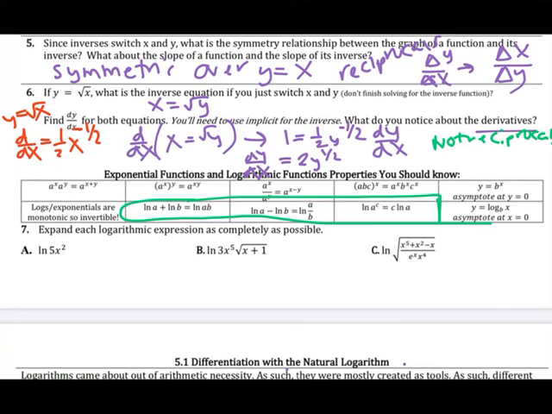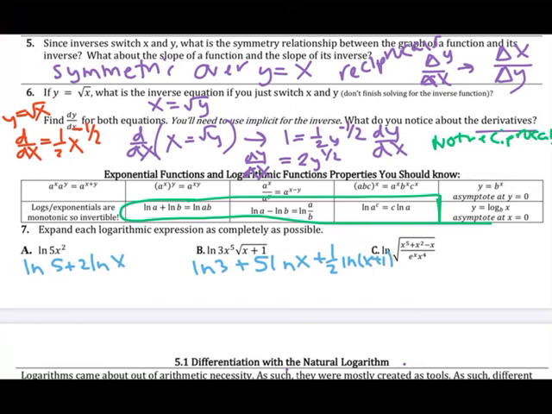So for part A, when we are expanding, this becomes natural log of 5 plus 2 natural log of x. On B, when we're expanding, this becomes natural log of 3 plus 5 natural log of x plus 1/2 natural log of x plus 1.